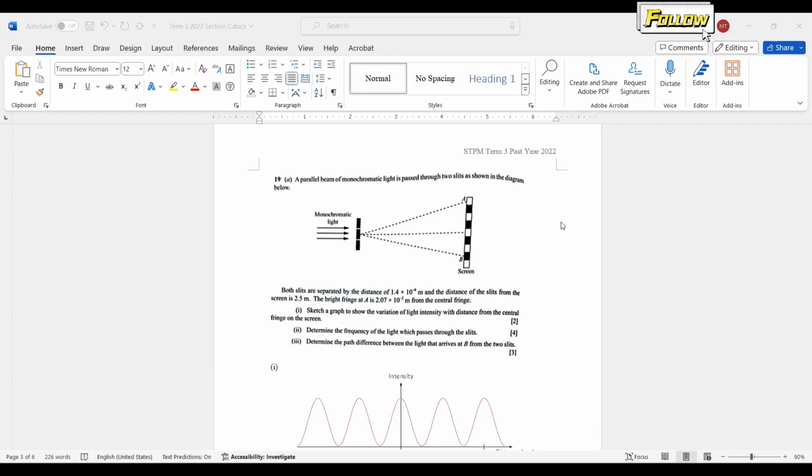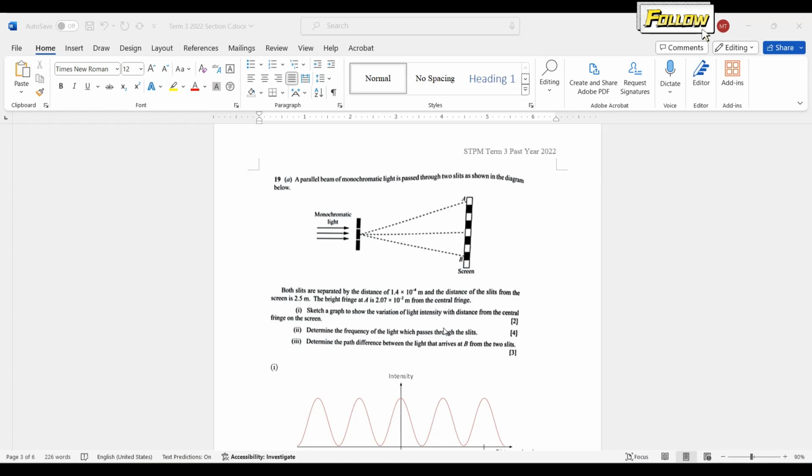Today, we discussed the Term 3 past year 2022, question 19. A parallel beam of monochromatic light is passed through two slits as shown in the diagram. So this is the interference pattern. Both slits are separated by a distance of 1.4 times 10 to the negative 4 meter, and the distance of the slits from the screen is 2.5 meter. The bright fringe at A, okay, A is here, is 2.07 centimeter from the central fringe.